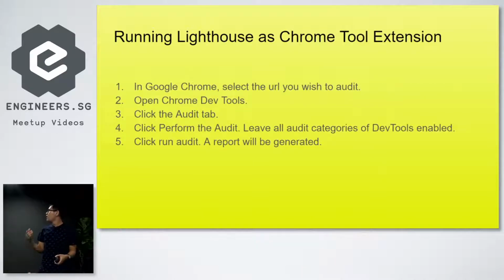So how do we run Lighthouse as a Chrome extension tool? First, in Google Chrome, we select the URL we wish to audit. And then we open Chrome DevTools in the browser, and we click the audit tab. And then from the audit tab, we will perform the audits. Based on what you're looking at, you would select the different audit categories, and you'll run the audit, and then you will generate the report.